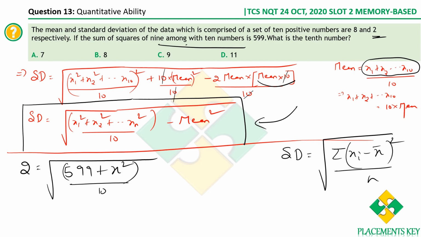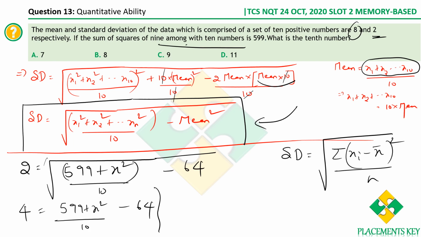So x square by 10 minus mean square. Mean square is 8 square, that is 64, all in whole square root. So what do we get here? So let's do the squaring on both sides. So you get 2 square, 4, is equal to, this entire square root goes off. Entire square root whole square, square root gets cancelled. So you have what? 4 is equal to 599 plus x square divided by 10 minus 64.